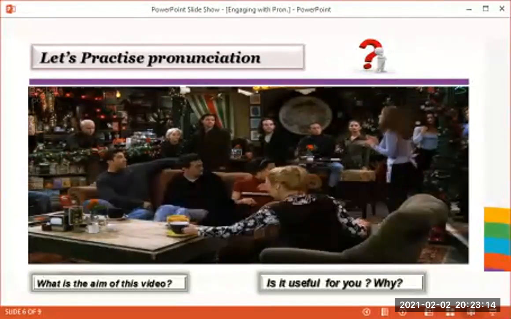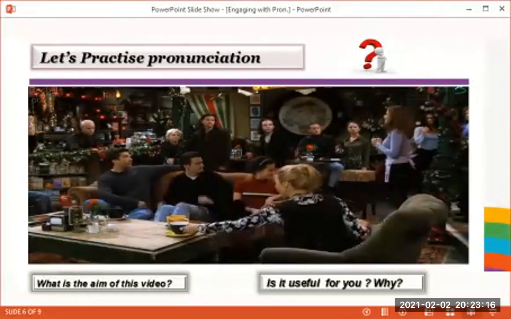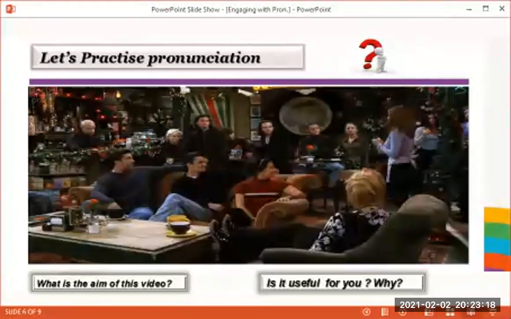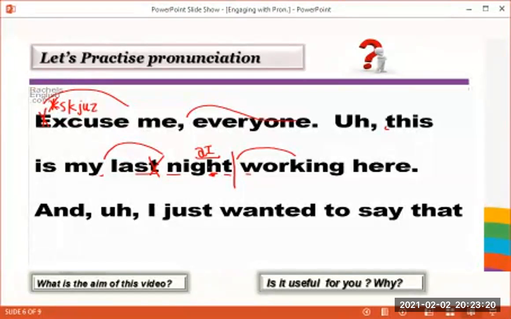This is my last night. This is my last night working here. Last night working here. Stress, unstress, unstressed, unstressed. Last night working here. So the ing ending and the word here, flatter, lower in pitch, coming down in vocal energy.